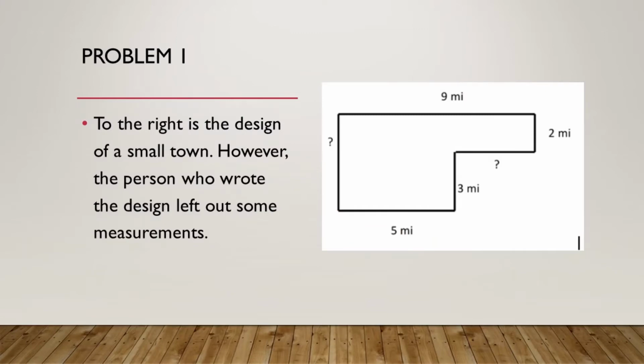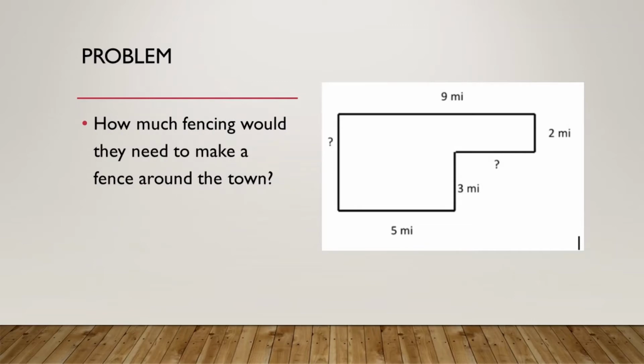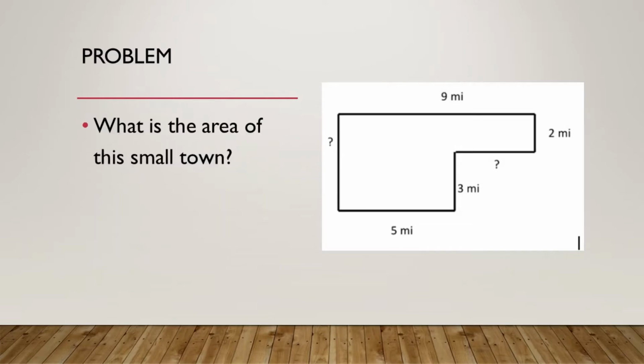Here's problem 1. To the right is the design of a small town. However, the person who wrote the design left out some measurements. We need to find those missing measurements. Pause the video and find the perimeter of this small town. How much fencing would be needed? What is the area of this small town?